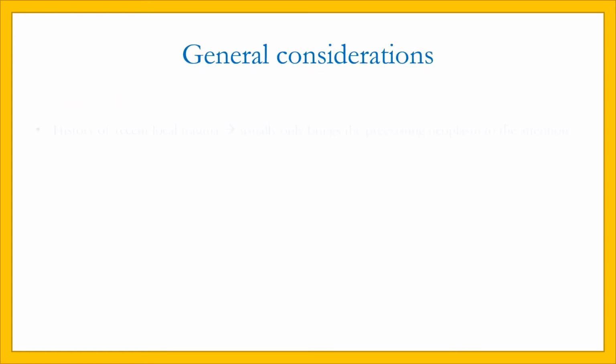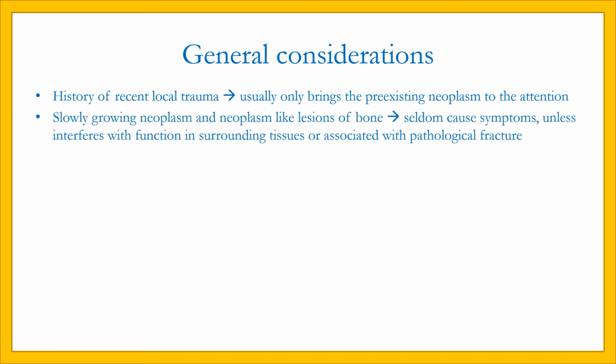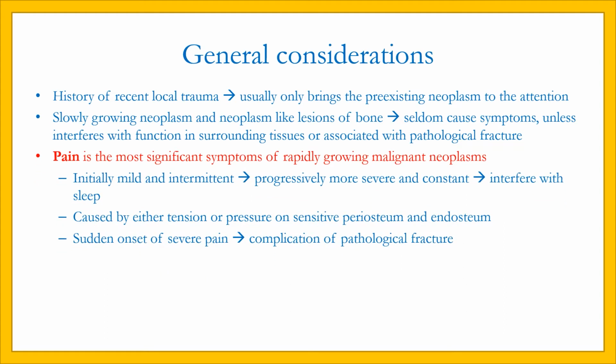General considerations. A history of recent local trauma usually only brings the pre-existing neoplasm to attention. Slowly growing neoplasms and neoplasm-like lesions of bone seldom cause symptoms unless they interfere with function in surrounding tissues or are associated with pathological fracture. Pain is the most significant symptom of rapidly growing malignant neoplasms, initially mild and intermittent, progressively more severe and constant, interfering with sleep, caused by either tension or pressure on sensitive periosteum and endosteum.